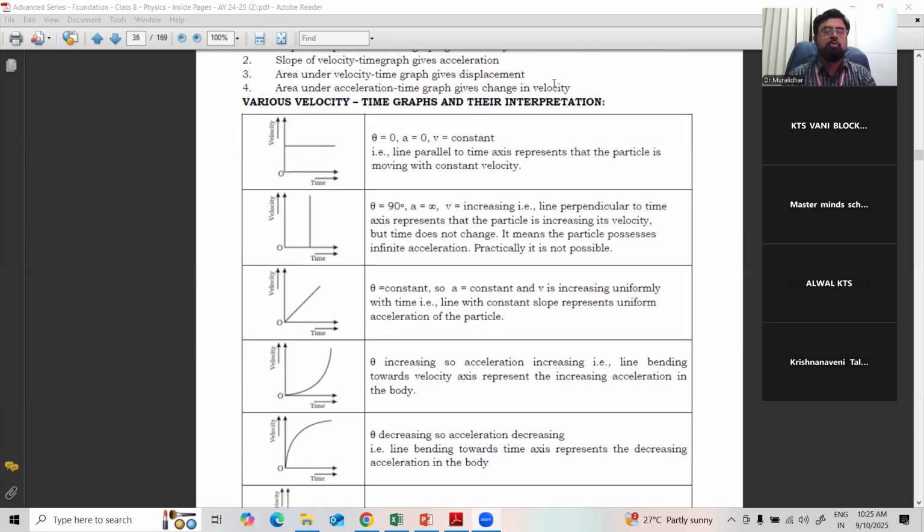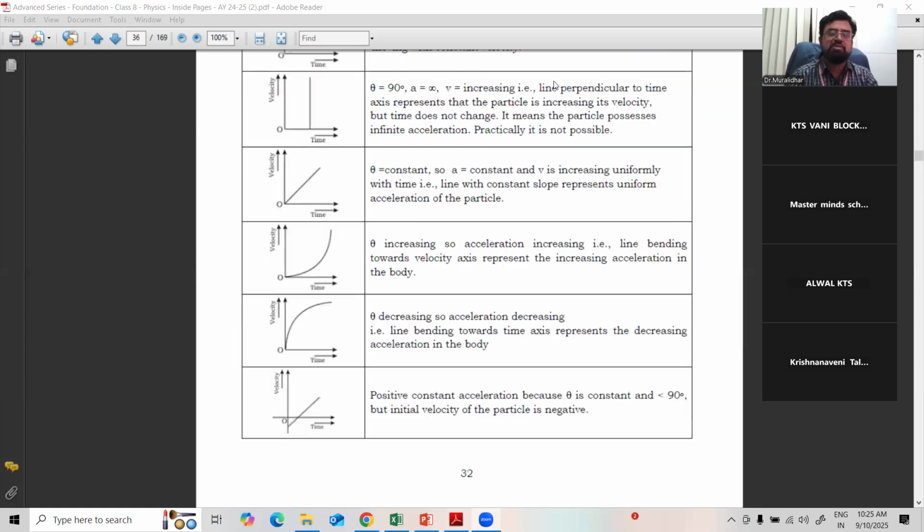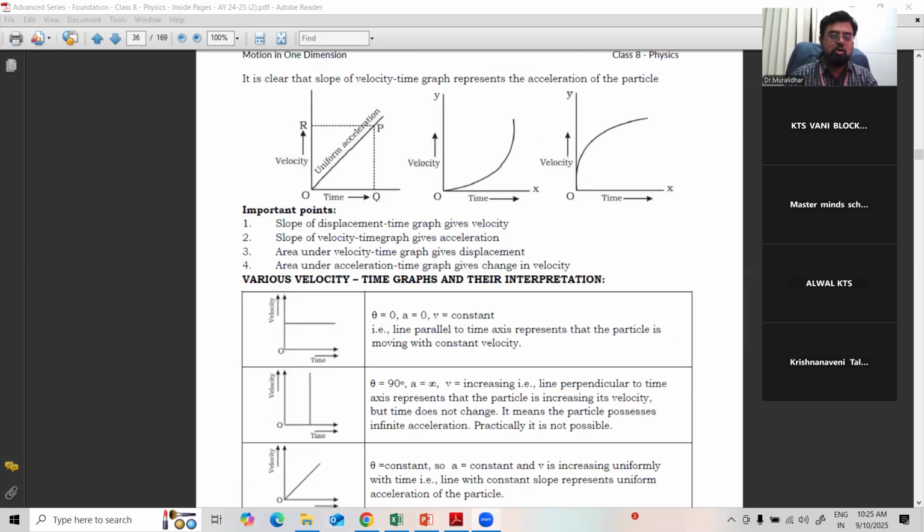So many are there. So before discussing these graphs, which is the last part of the chapter, let me show you one video. Then we'll move to the graphs.